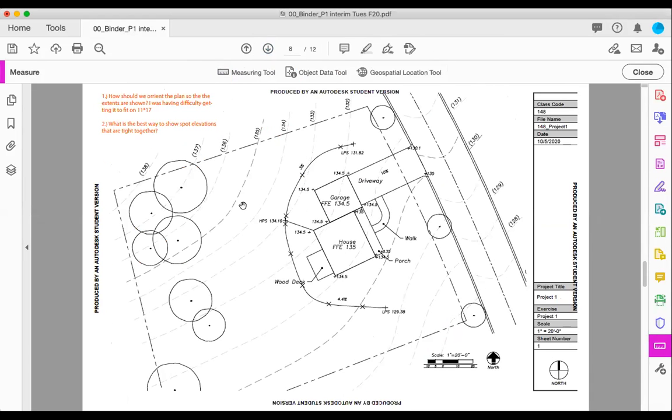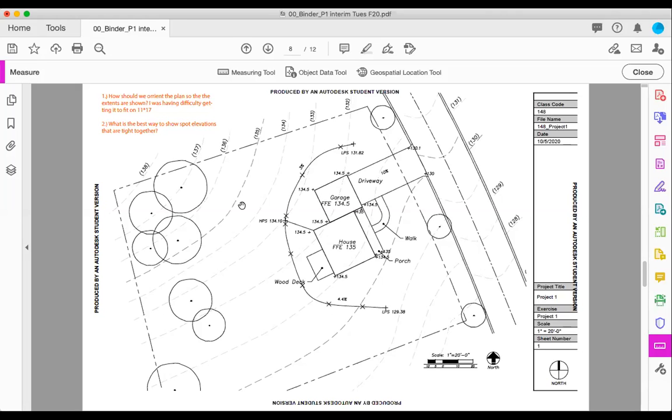So how should I orient the plan so the extents are shown? The extent that you show right here works. And yeah, I know you're missing a little bit on the bottom left, and that's totally fine because you won't be grading that area anyway. Okay, so I think you don't have to worry about missing that small area as long as your scale is correct.